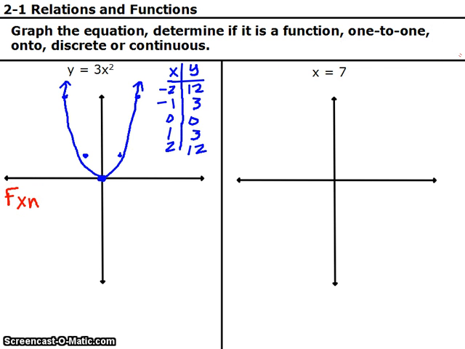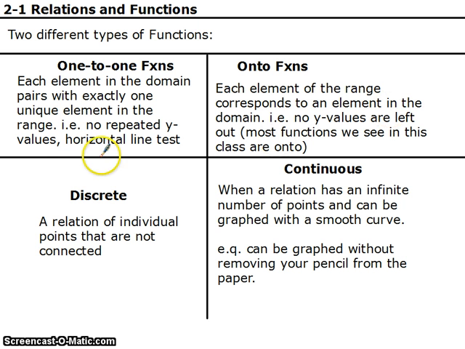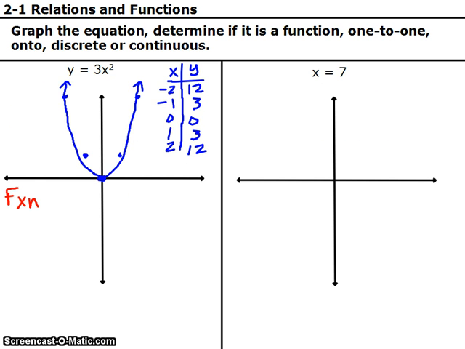Is it one-to-one? All right, so let's go back and look at that definition. One-to-one: each element in the domain pairs with exactly one unique element in the range. Horizontal line test. Does this pass the horizontal line test? It does not. It's going to cross more than one point. You can see it right here in the table. See how -2 pairs with 12, but 12 is not unique in the range. There's another domain value that pairs with 12. Okay, so repeated y values, so it's not one-to-one.